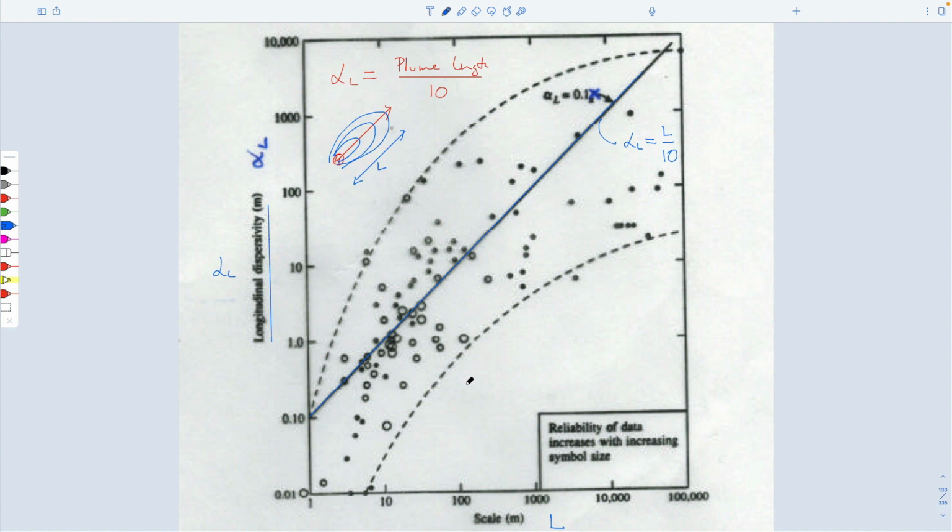And I guess you can see two things. One is that if you have a given plume, say your plume length is 10 meters. Actually, let's say our plume length is 61 meters. So 61 meters would be something like this. So this would be the value here. So alpha L would be equal to 6.1 meters over 10 equals 0.6 meters, which would be the prediction from this equation.